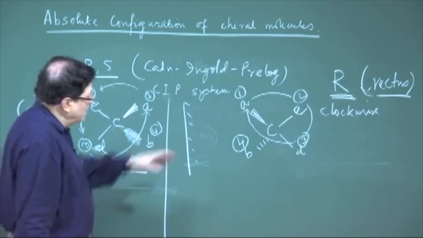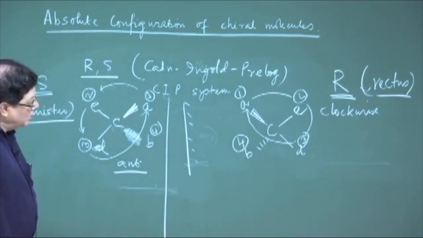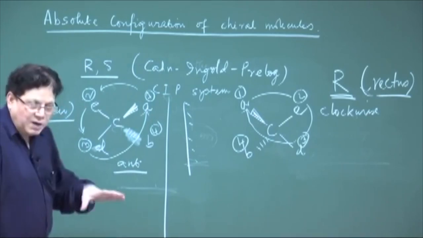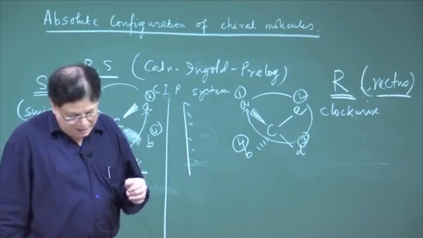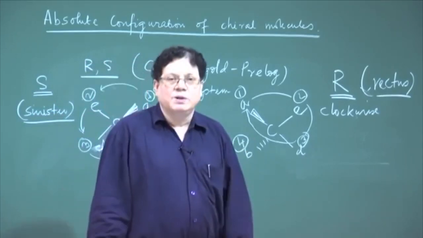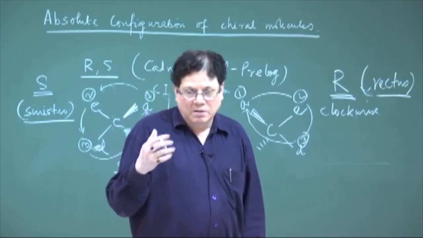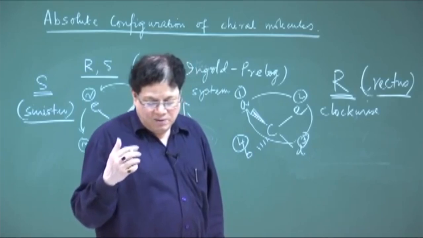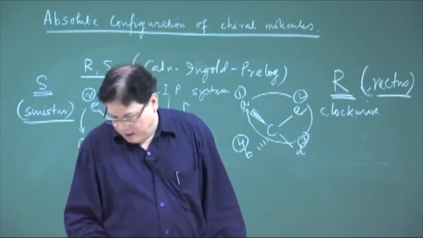Okay, so at least you know what to do if you have a three dimensional molecule: you have to assign priority sequence and then observe it from a direction. So there are two things: assignment of priority, that is one important issue, and the second issue is the direction of view, from which direction you should see the stereogenic carbon. Okay.